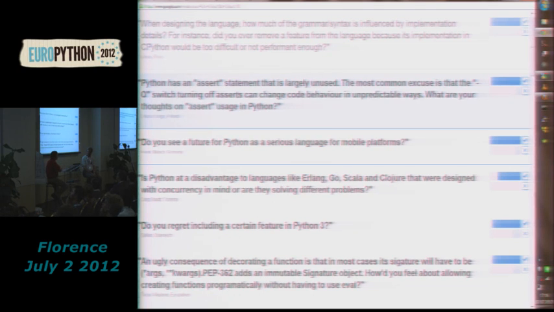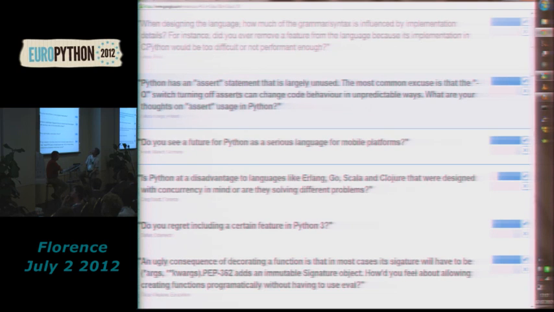Python has an assert statement that is largely unused. The most common excuse is that the -O switch turning off asserts can change code behavior in unpredictable ways. What are your thoughts on assert usage in Python? That to me sounds like a bunch of nonsense. First of all, assert being largely unused is absolutely untrue in my own code, as well as in code of many people whose code I review regularly. So I don't know where this comes from.